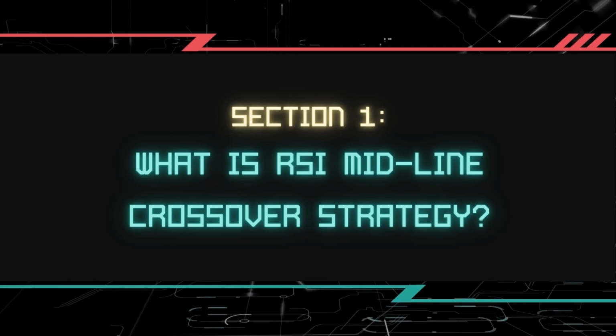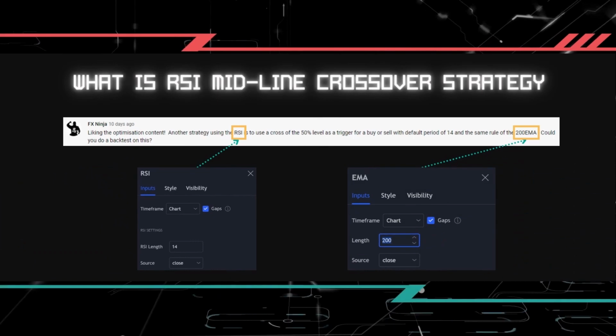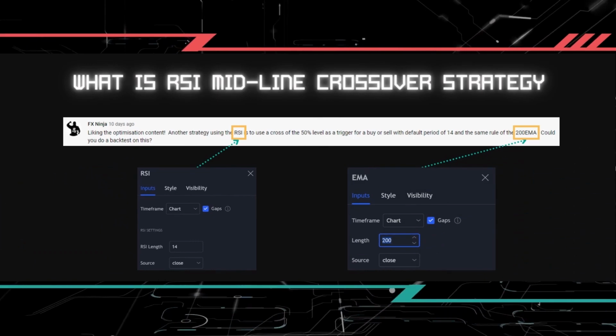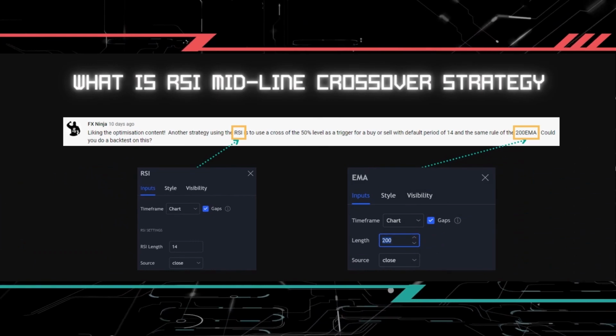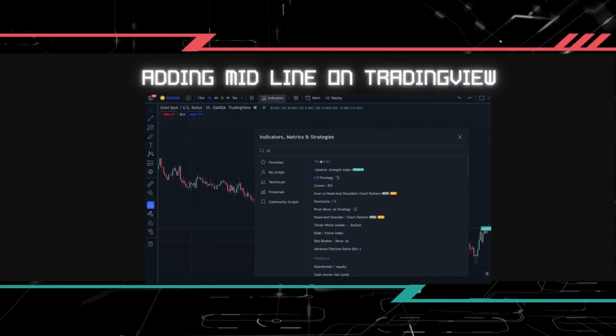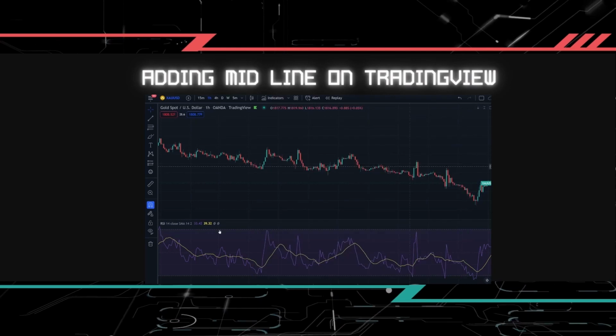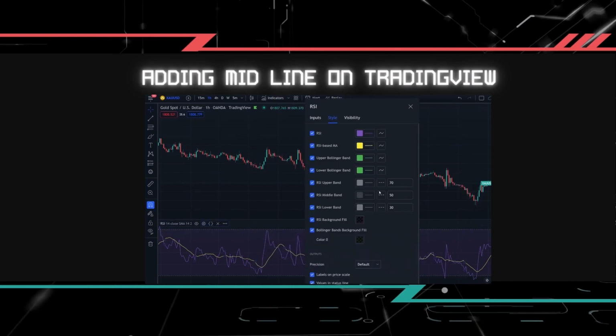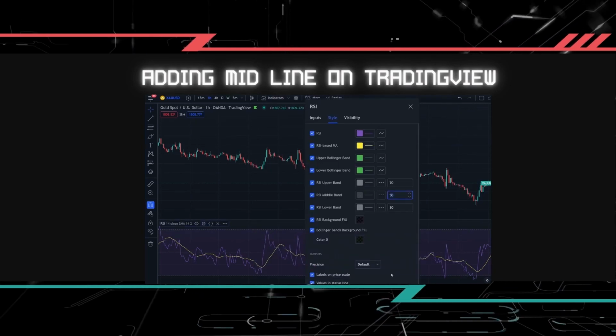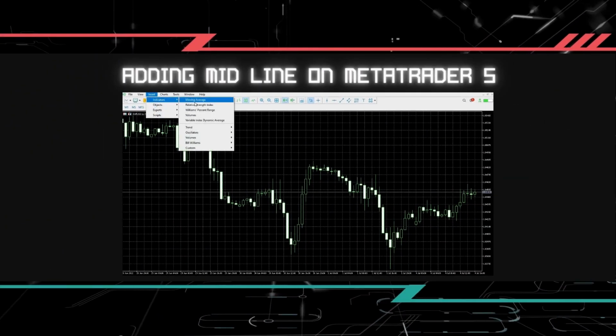First, let us go through the strategy that was shared in the comments section. The comment stated 2 indicators. These are the RSI 14 period and 200 EMA indicators. Next, we will add the midline onto our RSI indicator. This can be done on TradingView, and it can also be added on the MetaTrader.